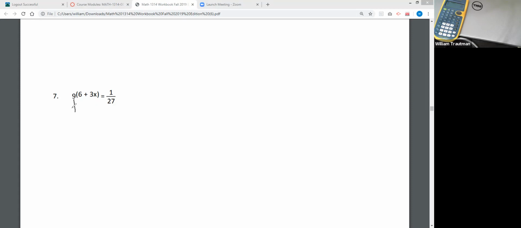I do know that 3 to the 2nd power equals 9. Do you see? I just changed 9 to 3 to the 2nd power. 3 times 3 is 9. It still has a power of 6 plus 3x attached to it. And I do know 3 to the 3rd power is 27. So it looks like I'm going to use a base of 3.